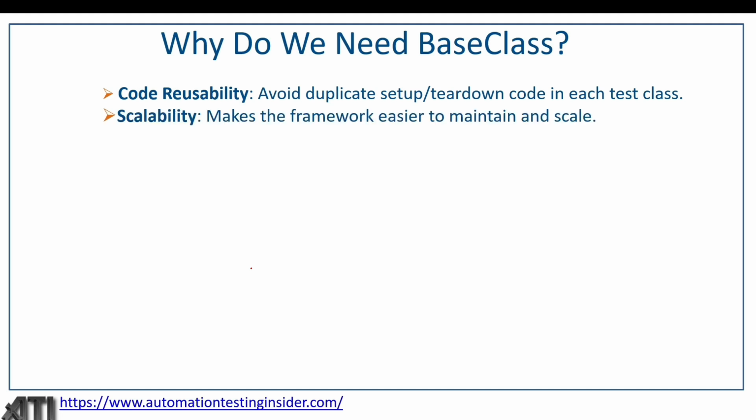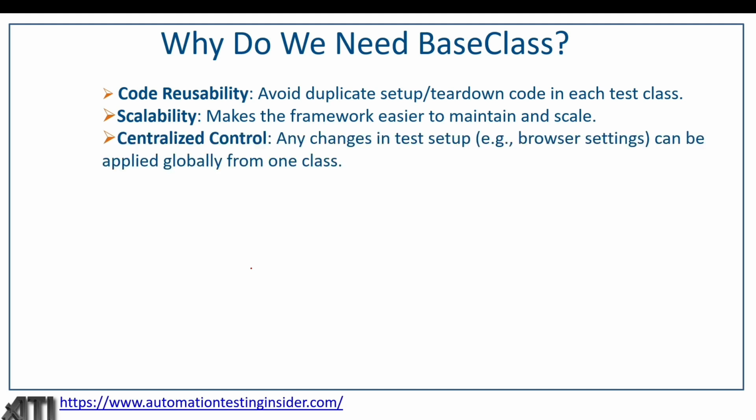Scalability makes the framework easier to maintain and scale. Once we set up everything, like reusable code and all the setup and teardown logic, at one place, it would be easy to maintain the code base. Centralized control, right? Any changes in the test setup, like browser settings or any other settings, we can easily do at one place only, and we can achieve the target globally.